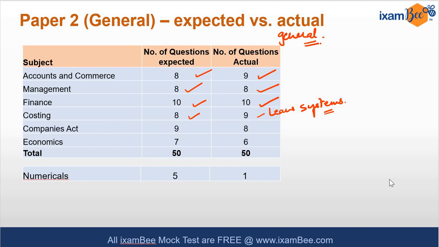When it comes to Companies Act, I was expecting 9 questions. There were 8 questions actually, and from economics I was expecting 7 questions, whereas we had 6 questions from the economics topic. So very close to our expectation. What I did miss was this numerical, the unexpected part. I was expecting 5 numericals from the accounts and costing topics. However, we had only 1 numerical from the economics topic.